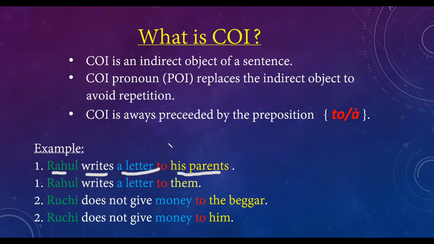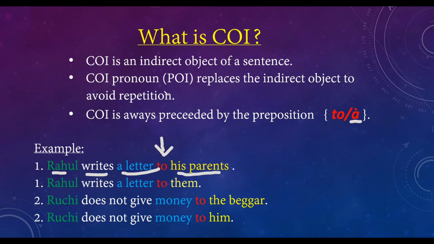Now, why do we call this a COI or an indirect object? Because it is followed by a preposition, to. In French, the preposition to is denoted by à with an accent. So, Rahul writes a letter to his parents. This is the COI or an indirect object. Why? Because it is preceded by the preposition to. So, till now, I hope COI is clear. What is a COI? We proceed.